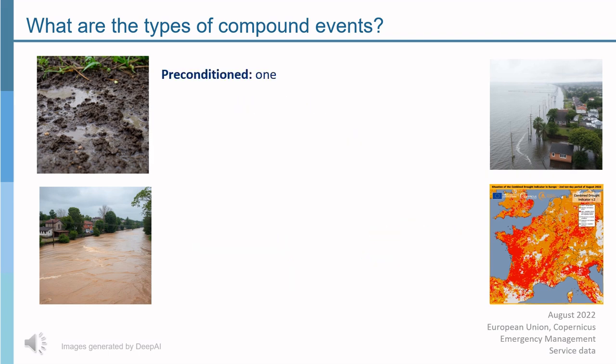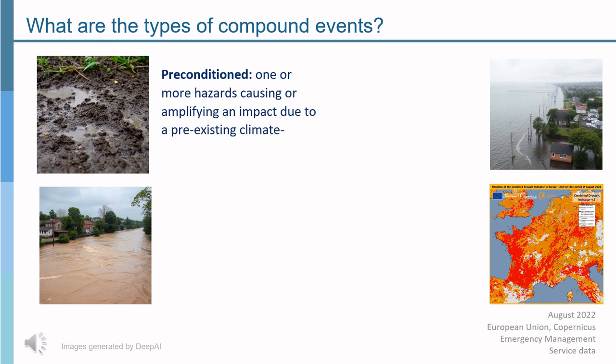Preconditioned compound events occur when one or more hazards cause or amplify the impacts of a pre-existing climate-driven condition. A typical example is the case when heavy precipitation falls on already saturated soils. This type of compound event is closely connected to cascading events, when a primary hazard triggers a sequence of hazards.